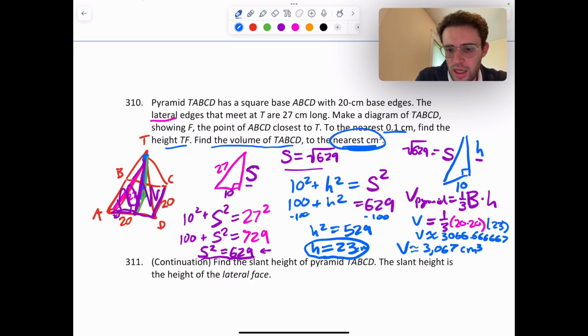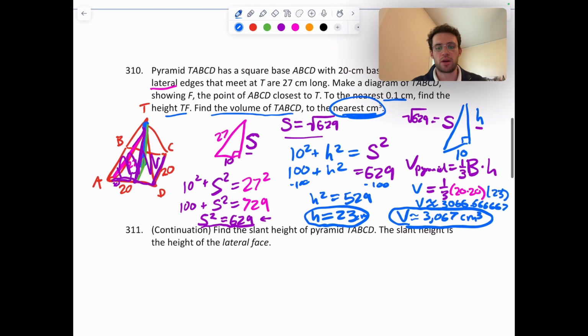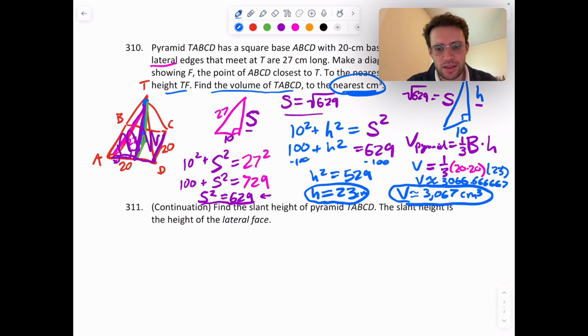And for the height, again, you should include your units. It's 23 centimeters. So that would be how you would do that one. Again, they did say to the nearest 1/10 of a centimeter for this, so maybe you'd say the height equals 23.0 centimeters, but this is actually not a rounded value. This height here happened to work out perfectly.